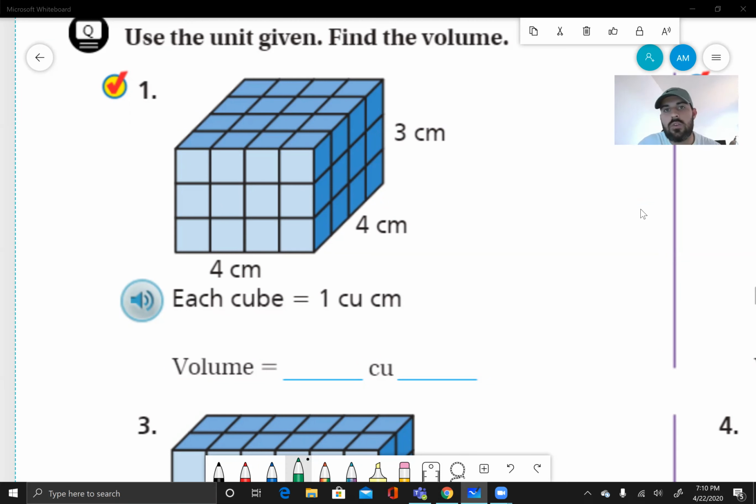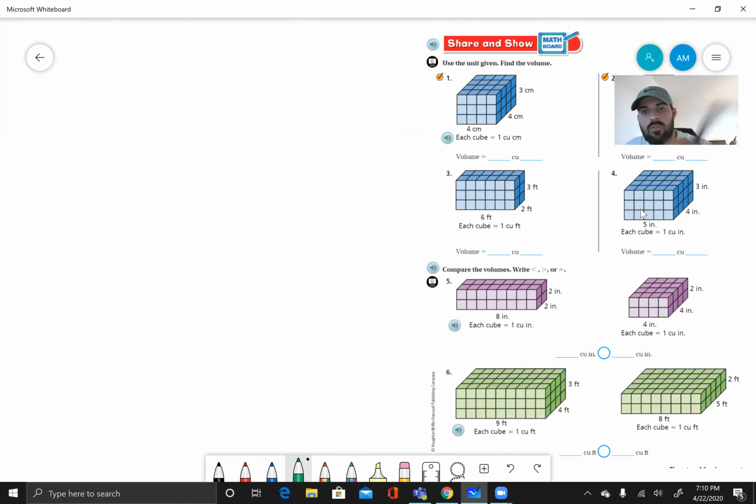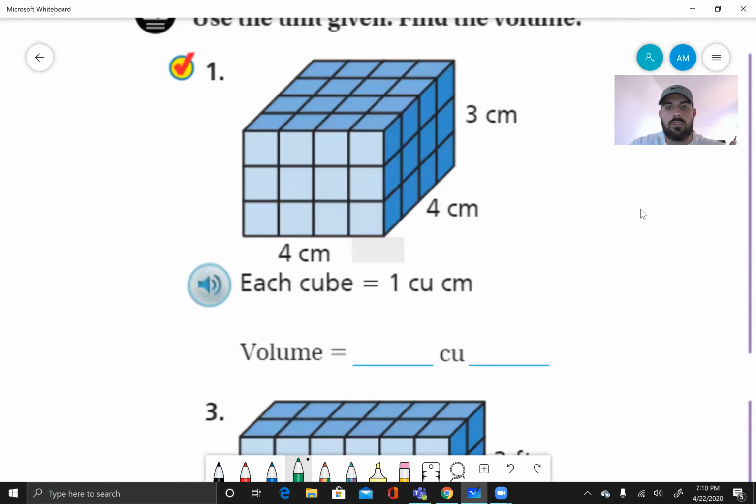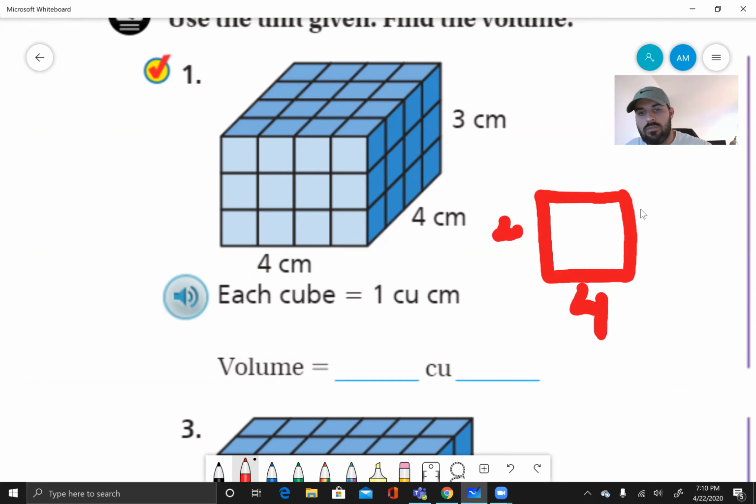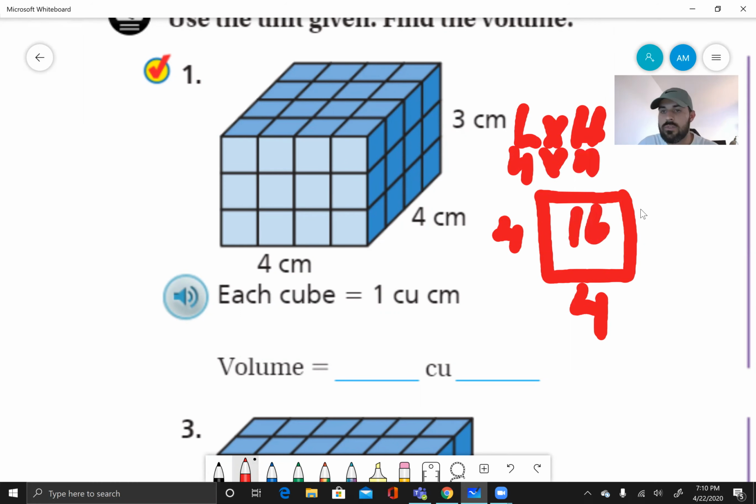In fourth and third grade, you were familiar with perimeter and area, and that has everything to do with two-dimensional figures. If you remember length, for example, we had a square, and it was 4. To find the area, we used length times height, which was 4 times 4, giving us a total area of 16 square feet.